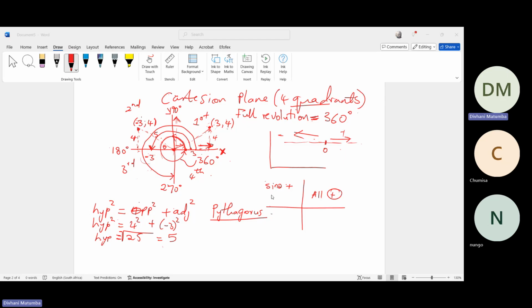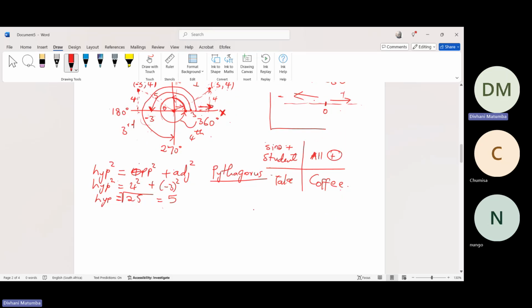I don't want to resolve all the quadrants, but if you go to your textbook, there's something that they call "All Students Take Coffee." This means that in the first quadrant, all the co-ratios are positive. Your sine, your cos, and your tan are all positive.